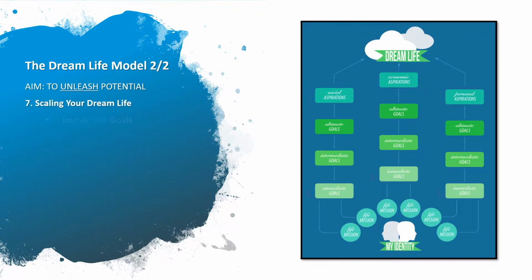This is the second half of your life plan. So this is all about unleashing your potential and scaling up towards that dream life. So once you've arrived at a point of fulfillment, when you've really shown yourself what you're capable of and achieved the results that you set out to achieve, you're going to scale that life up by setting immediate goals, intermediate goals, and ultimate goals. So a life plan towards achieving and accomplishing those aspirations.